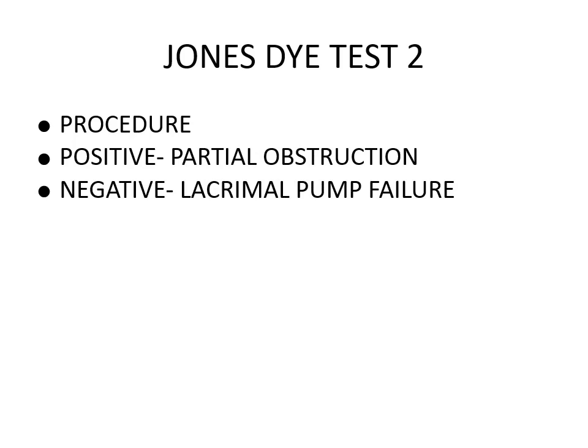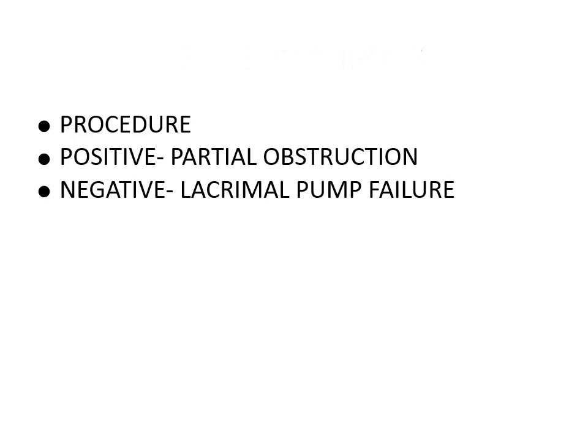So in Jones dye test 2, what do you do? The residual fluorescein is washed out by irrigation and again a bud is placed. If the bud is stained with the fluorescein dye, that means it is a case of partial obstruction of the nasolacrimal duct. In case the bud does not get stained, that means it's a negative test, which indicates that there is a physiological obstruction or a lacrimal pump failure. Now when do you get a lacrimal pump failure? When there is paralysis of the orbicularis muscle or when there is lower lid laxity.